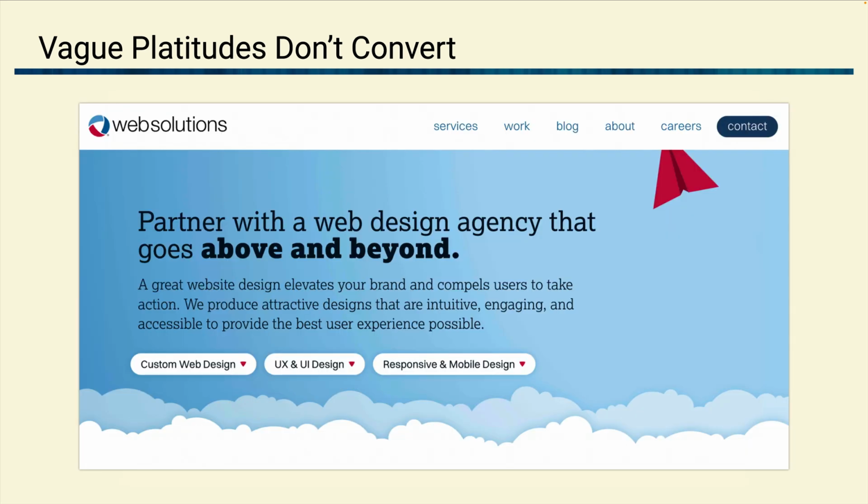Here's another one that's way too broad and vague. It says, partner with a web design agency that goes above and beyond. And this is just like the thing about assessing my life. It's like, what do you mean above and beyond what? Who is this for? You're talking about e-commerce? You're talking about local businesses? Is it a physical business, a service area business, hospitality, restaurants? What are you even talking about? Above and beyond what? And so there's no way that this is going to convert.